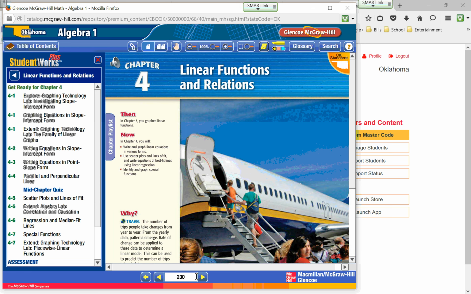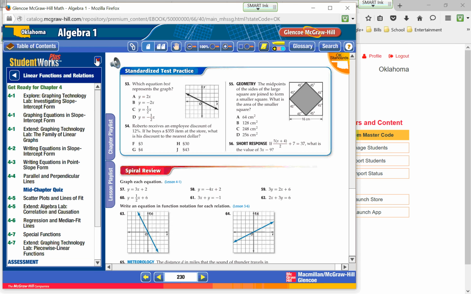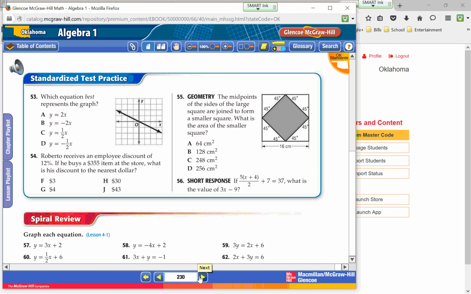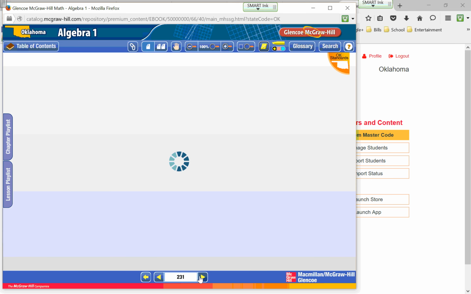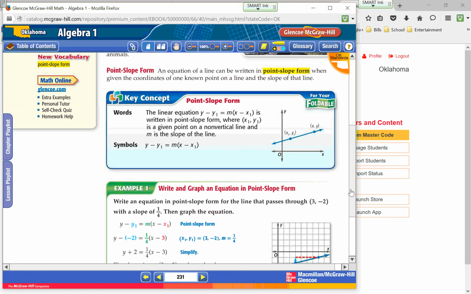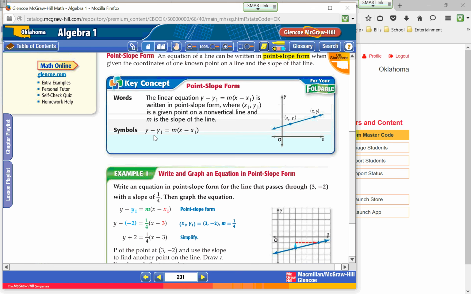Probably just say 230. 231. Okay, there you go right there. That's a really good illustration.